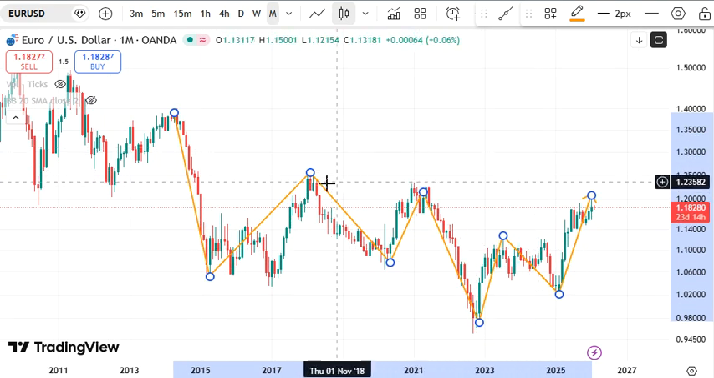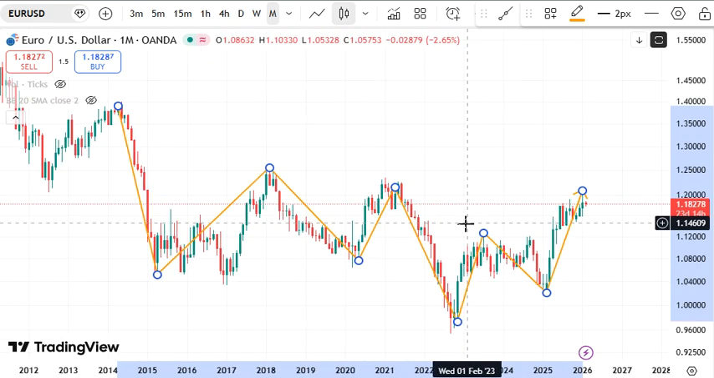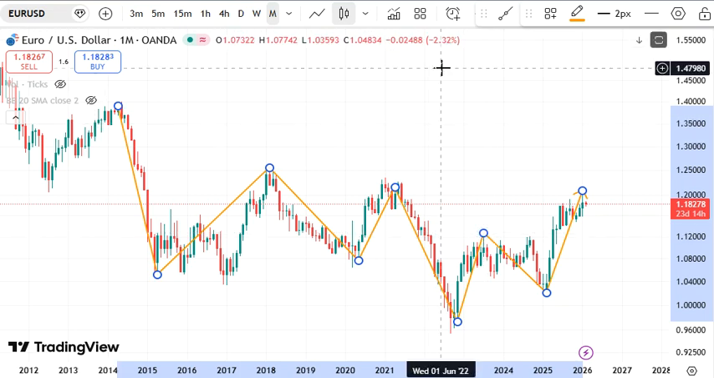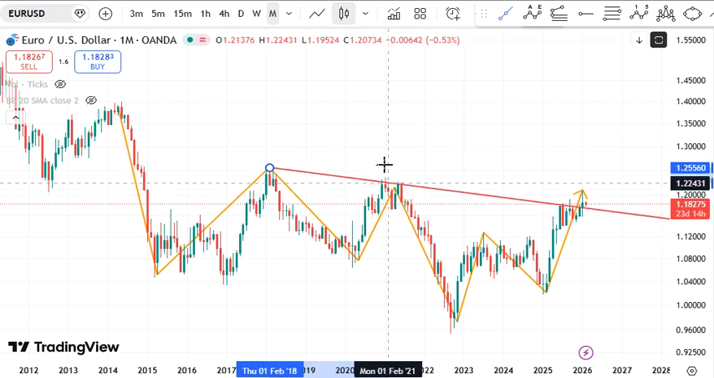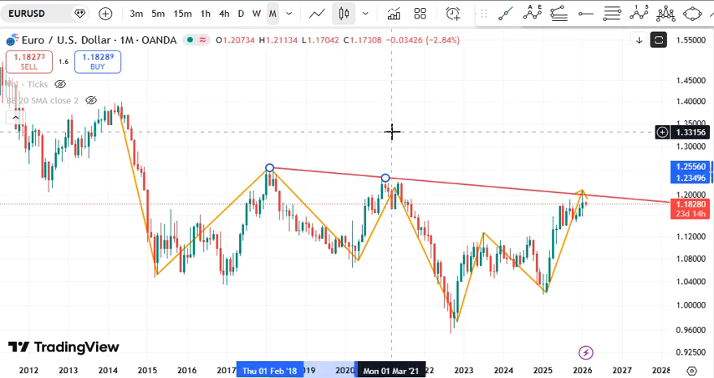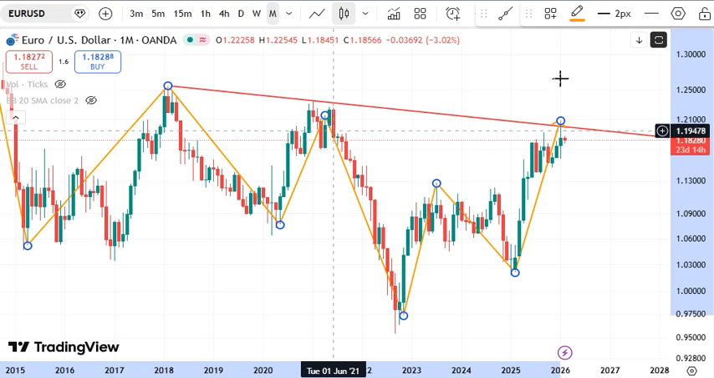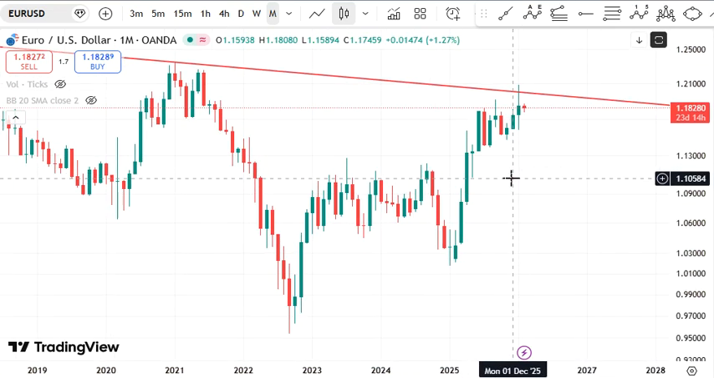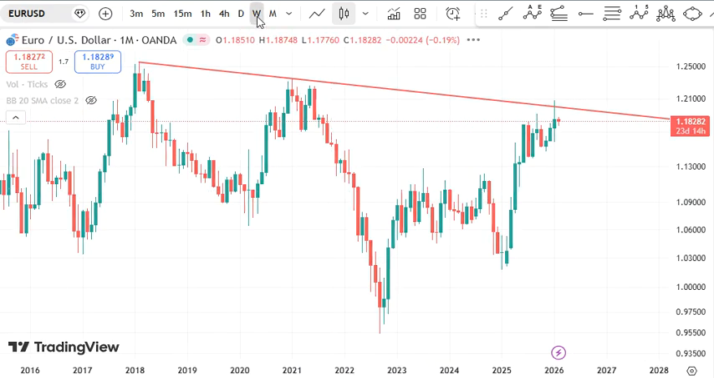Considering these previous lower highs, if you consider this is a higher high, but let me draw the trend line. This is a trend line on the monthly time frame, and overall this is bearish, and currently it is at resistance. So let's go to the weekly time frame.